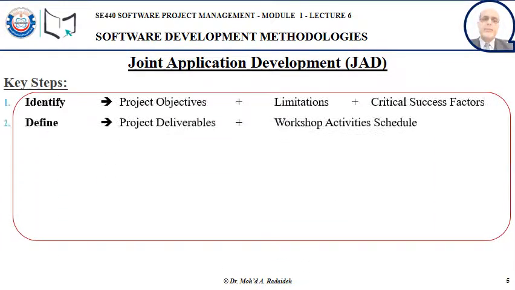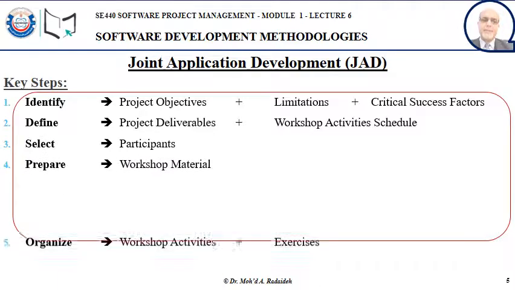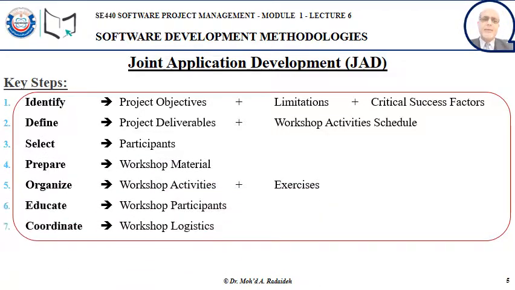Still with JAD, what are the key steps? Well, let's read through them. The first step is to identify the project objectives, the limitations of the project, and the critical success factors of that project. Step 2, we need to define the project deliverables and the workshop activities schedule.